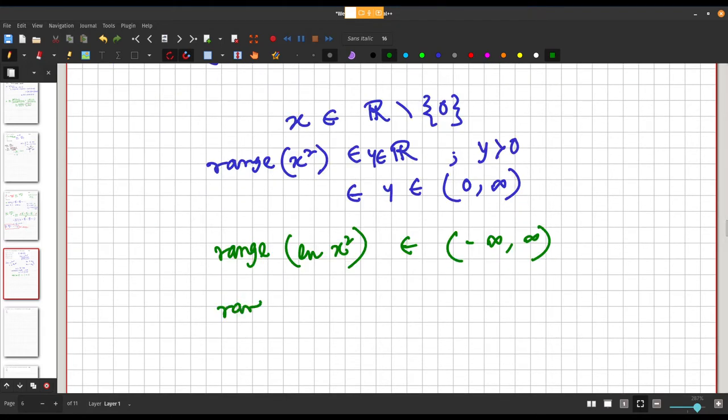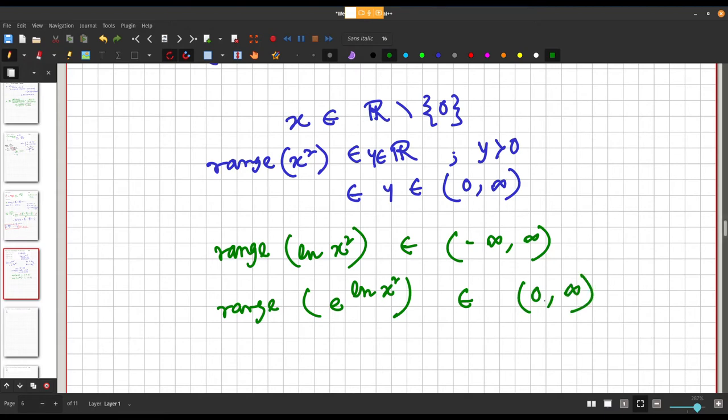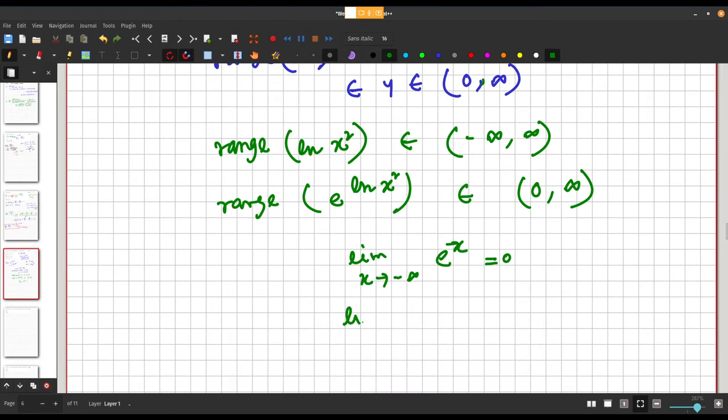And if we follow along this logic, we'll find that the range of e to the power ln x square is again 0 to infinity, because the limit when x tends to minus infinity of e to the power x is actually 0. So as x is not going to minus infinity here, the range will not contain 0. So here it is an open interval, and as x tends to infinity, e to the power x will be tending to infinity.